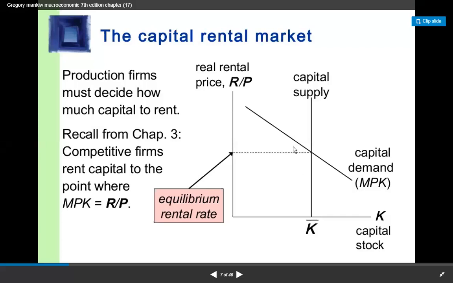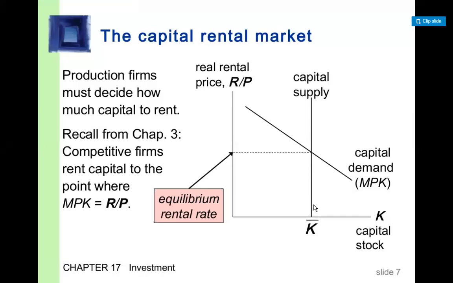One thing, assume that capital supply is fixed. In the rental market, rental firms have a fixed amount of capital. There is no change in capital. That is very important. Capital is fixed in the rental firms. They have the fixed capital.